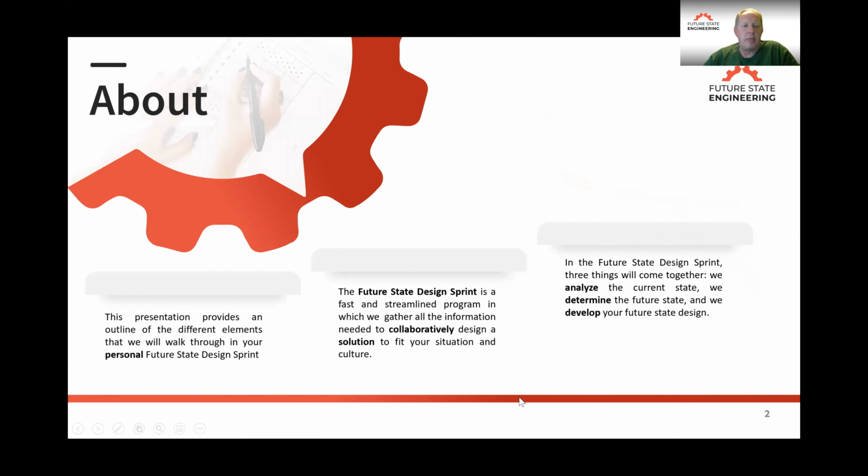The design sprint provides an outline of different elements that we walk through with your personnel to really understand what our current situation is, what we need to change, what we need to change to, and how to create that change. It's a streamlined process where we work with your team to collaboratively design a solution that fits your current environment and your culture. Three things we do during this sprint is we analyze your current state, we determine the future state, and we develop your future state design together with your team.